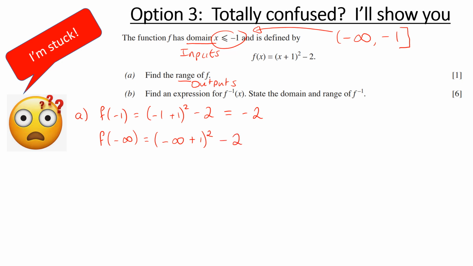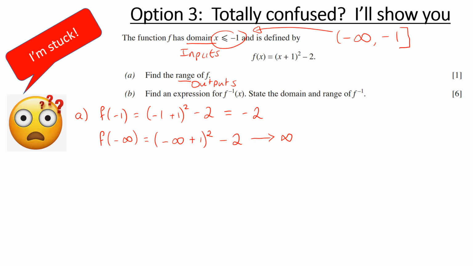So if I put something really tiny, a negative number that's really, really negative, and I add 1 onto it, it's still going to be really, really negative, a really low negative number. Then if I square it, it's going to jump to be a positive, because a minus times a minus is a plus. So this will turn into an absolutely massive number. It'll turn into positive infinity. And when you take 2 off that, it's still going to be infinitely big. So this is going to tend towards positive infinity. I won't write equals infinity because that's a bit naughty. I'm not going to equal infinity, but it will tend towards positive infinity.